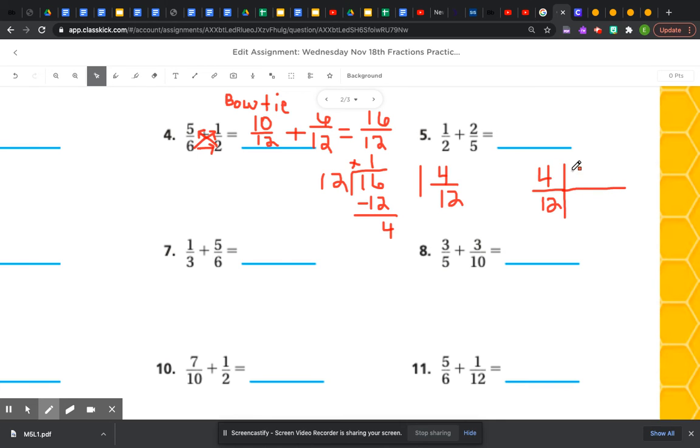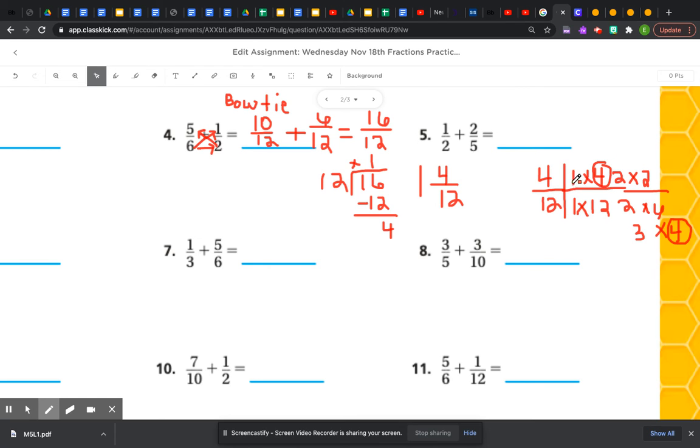So for 4, we have 1 times 4, and we have 2 times 2. Those are the factors that equal 4. And then for 12, we have 1 times 12. We have 2 times 6. And we have 3 times 4. You look for the greatest common factor that they share in common, and that is 4.